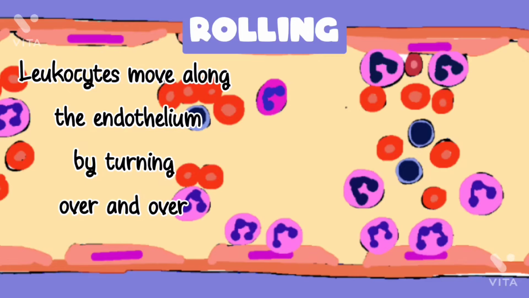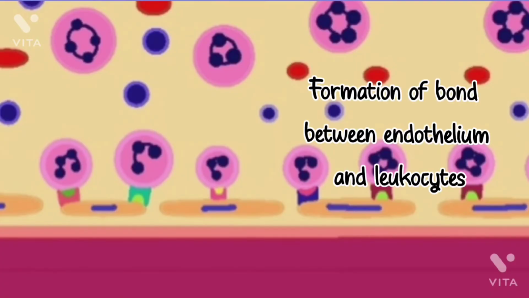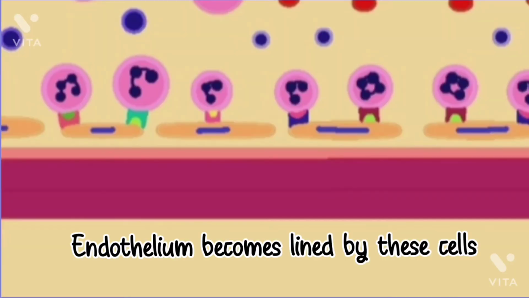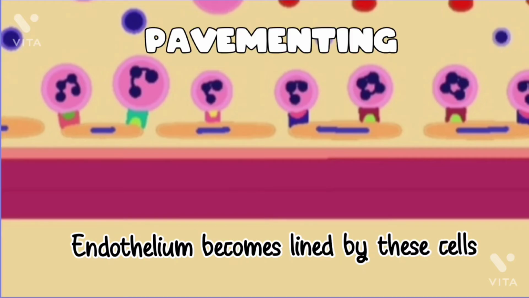Then after the rolling stops, a bond is formed between the endothelium and the leukocytes, and this happens with the help of certain adhesion molecules, and we will discuss these molecules in detail in our next chapter. This bond formed between the leukocytes and the endothelium is transient, or of short duration, and this process is called adhesion. The endothelium becomes lined by these cells, similar to pedestrians on a pavement, and this process is termed pavementing.